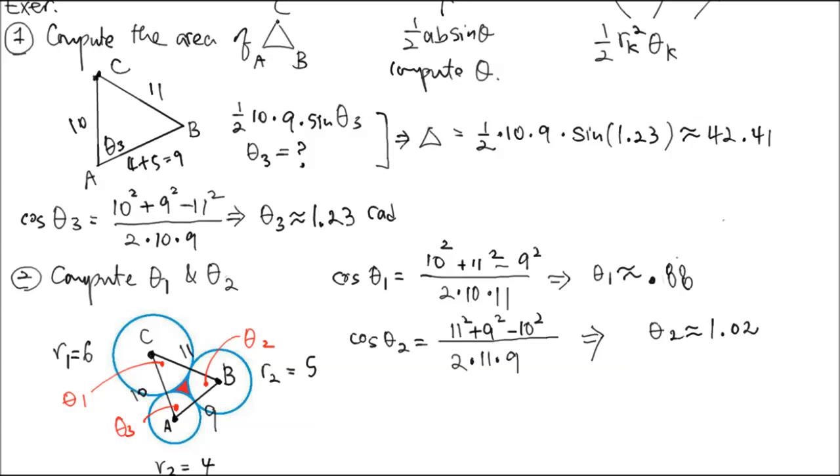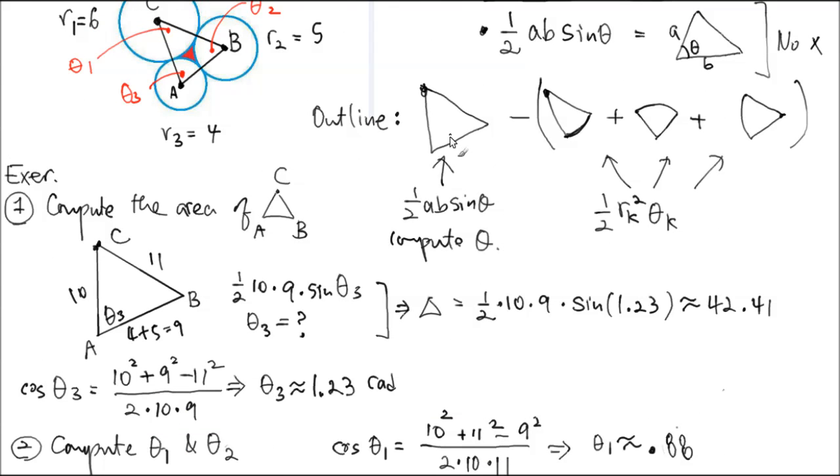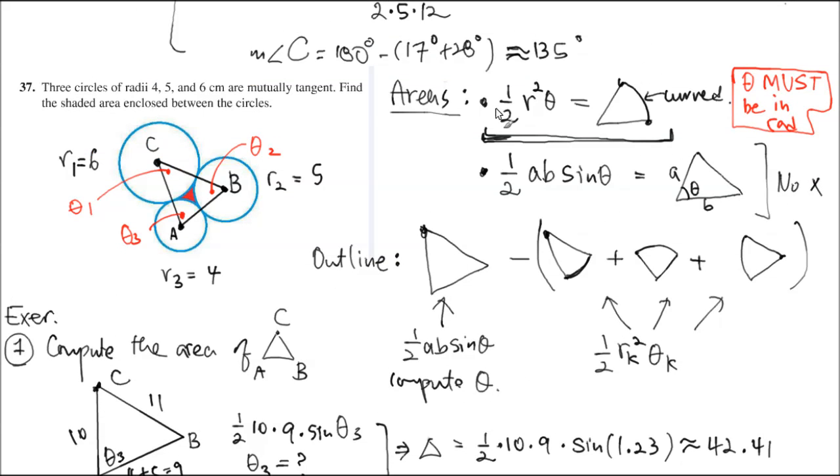So let's go back to the original outline here. We got this triangle. We figured out all the angles, right? We know the radius of each of them, and you have to use the circular sector formula right here to calculate the area of each circular sector. We know the radius of each sector. We know the angle for each of the sectors, right? So we calculate all of them to add and subtract, and that's going to be the answer. All right? Let's work on that.